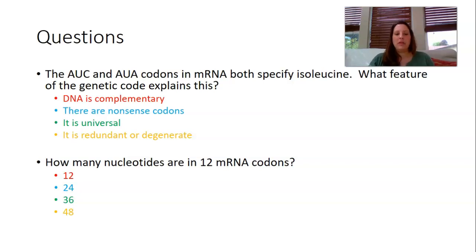Next question. How many nucleotides are in 12 mRNA codons? So you've got to do the math. I'll give you a minute. Every codon has 3 bases, because the genetic code in the mRNA is a triplet. So if there are 3 bases to 1 codon and there are 12 codons, that's 12 times 3, which is 36. So there are 36 mRNA nucleotide bases in 12 codons.